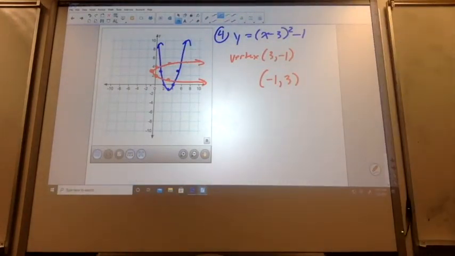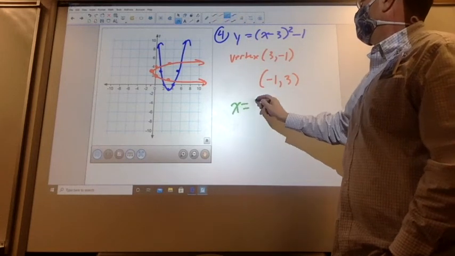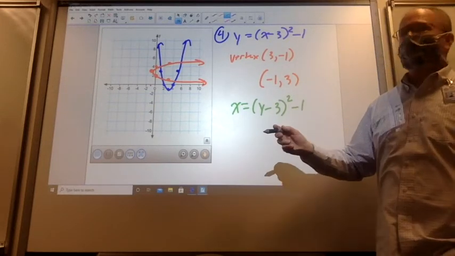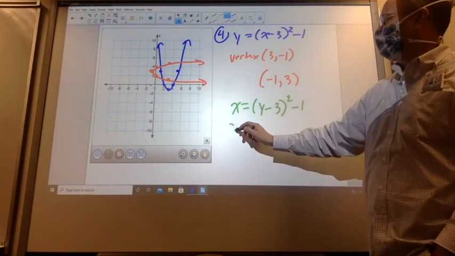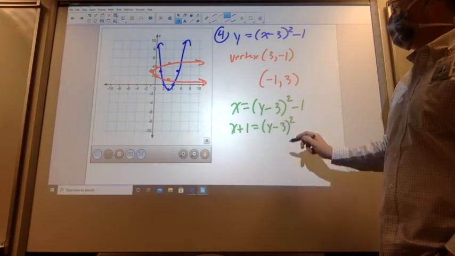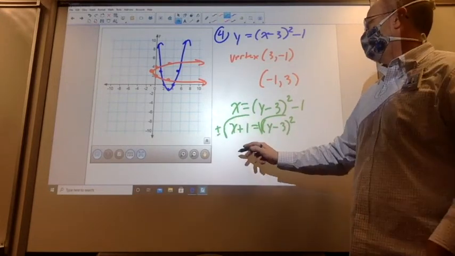Now, my original thought process was, rather than do that, because we have the points, which is great, we just flip-flop each of the points. But my original thought was, could I have done this? Flip-flop x and y, and then solve for y. So add 1. Root. Don't forget the plus or minus.